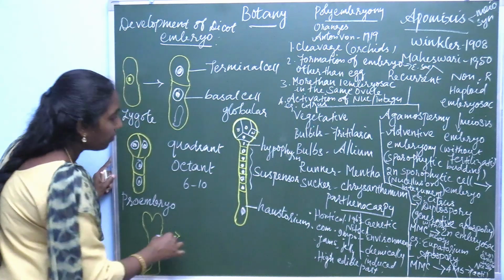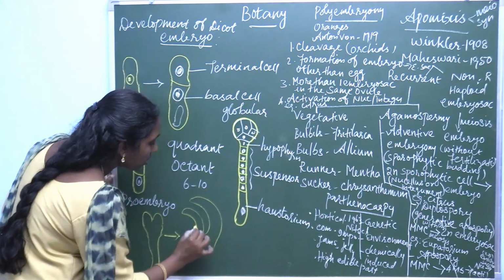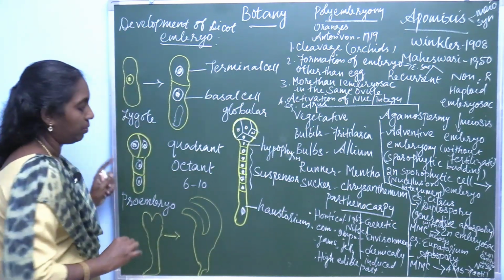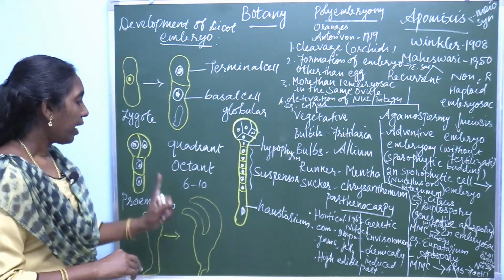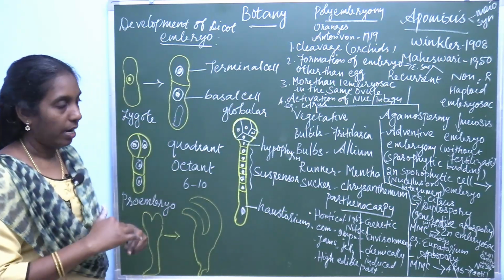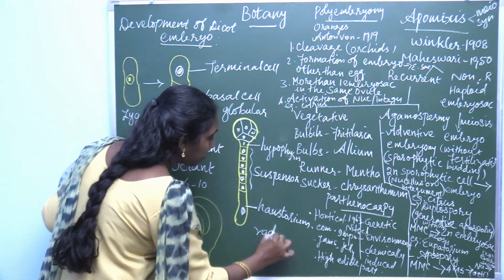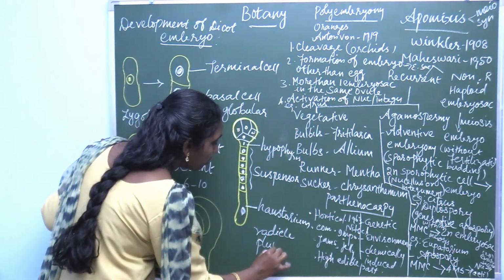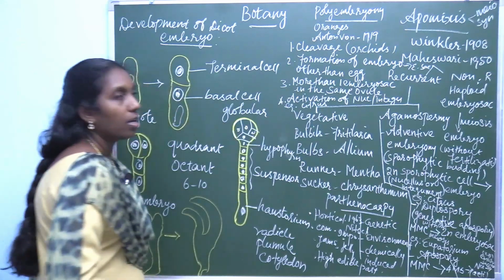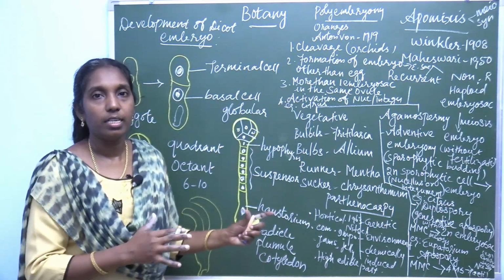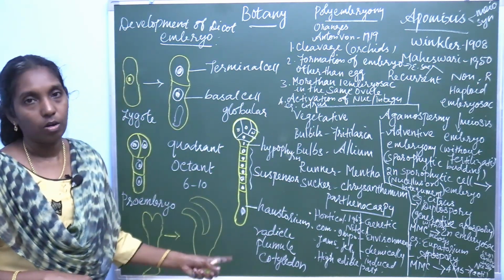With further division, it becomes a curved horseshoe-shaped embryo. So it undergoes a number of divisions, and the globular stage becomes heart-shaped, and the heart shape becomes horseshoe-shaped. The mature embryo contains radicle, plumule and cotyledon. The seed also contains this radicle, plumule and cotyledon.